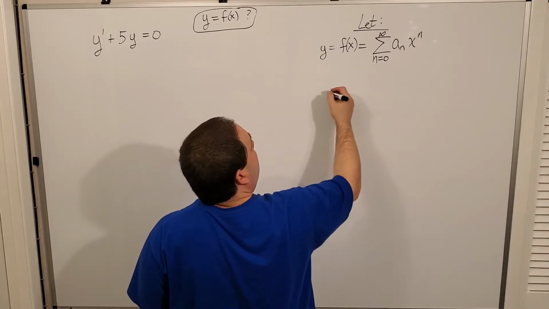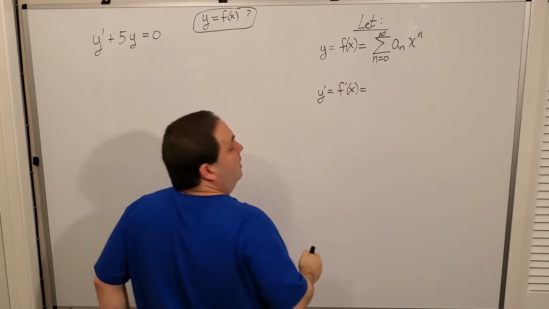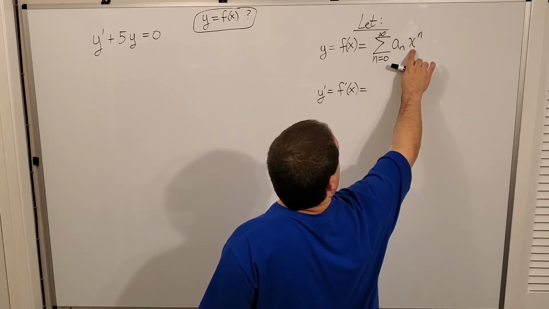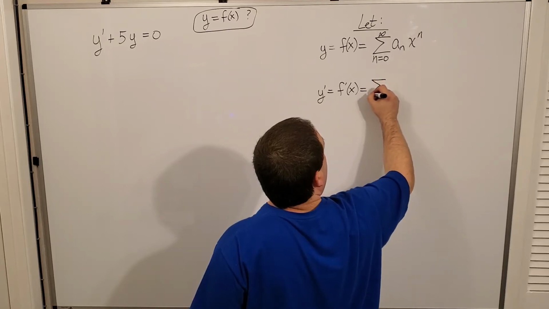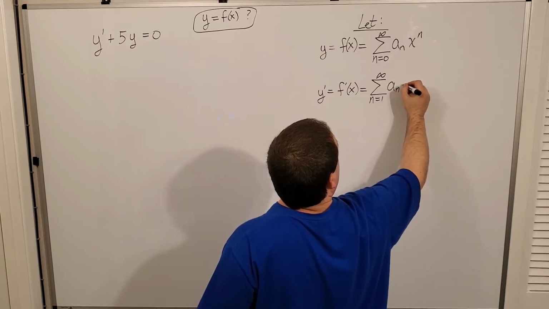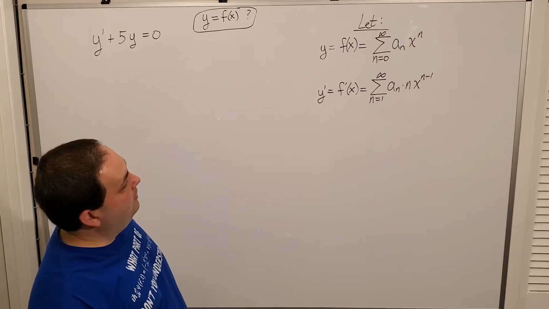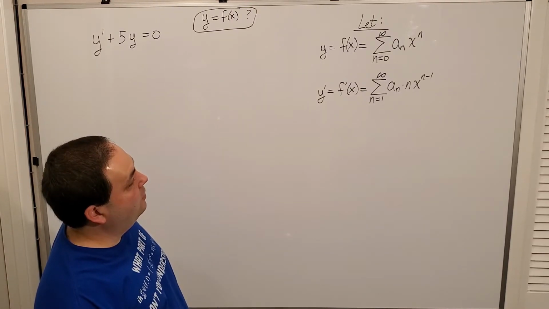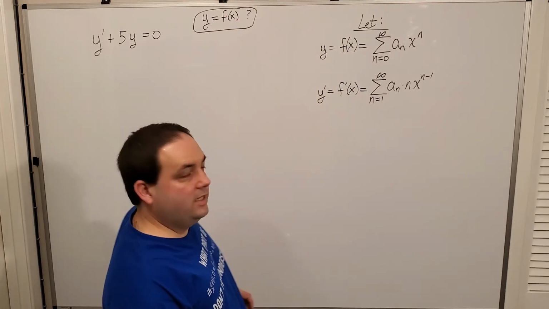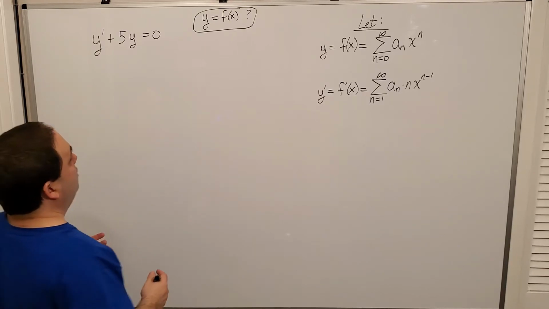Okay, if that's true, then y prime is just going to be the derivative of the function. And remember, to take a derivative of a series like this, I'm just going to take the derivative of the x portion. And I lose one of my terms in the process. So I'll have a sub n times n x to the n minus 1. Right? That would be my derivative of that particular function series. Well, okay, so now what we'll do is we'll take both of these representations and plug them into the equation to see if we can find a solution to the equation.